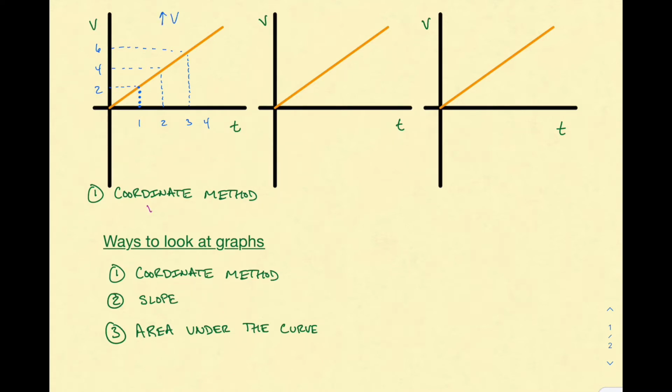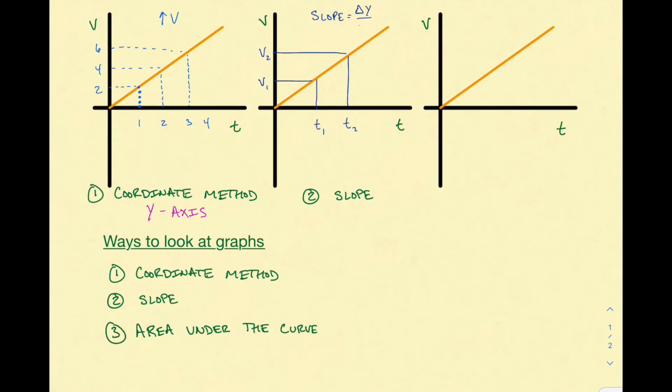We can just look here and ask, what is the y-axis doing as we change the x? The information that we're going to get from the so-called coordinate method is just whatever is on the y-axis. The second methodology that we're going to look at in this second graph is the slope.